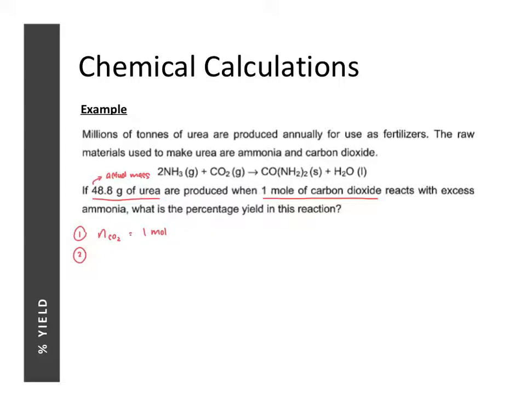Compare mole ratio between what is given, which is carbon dioxide, and what you want to find, which is urea. As you can see, number of moles of urea is equal to number of moles of carbon dioxide, which is 1 mole. Step number 3, convert from moles. So now we need to find the mass of urea. And how do we find the mass of urea? It is number of moles times the molar mass. So 12 plus 16 plus 2 times 14 plus 2.